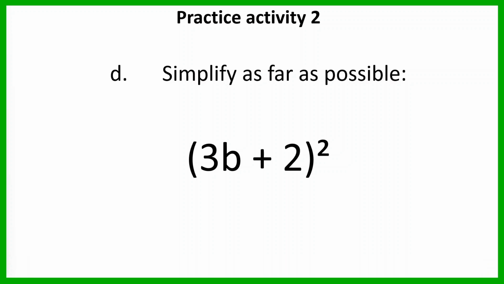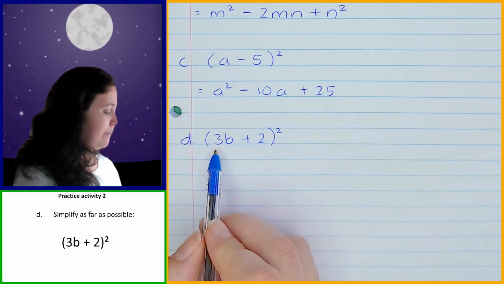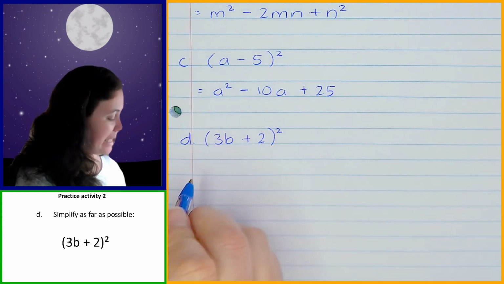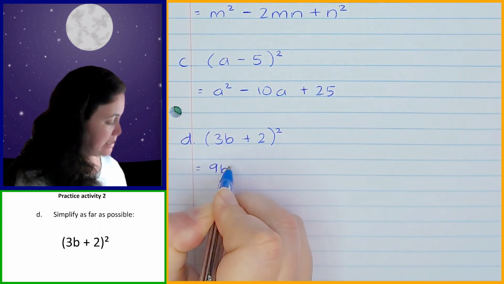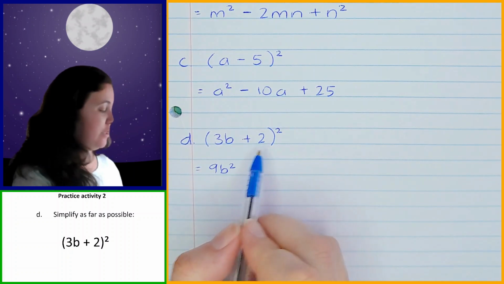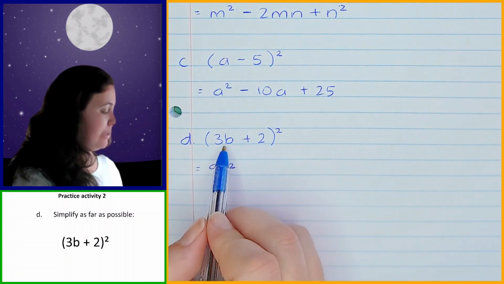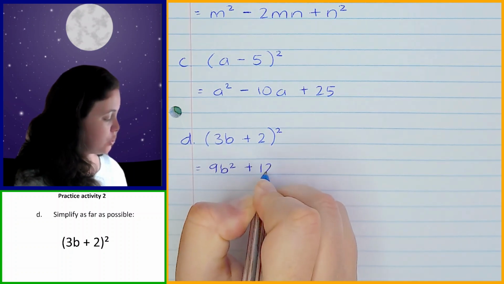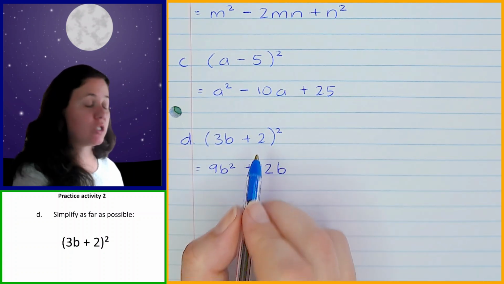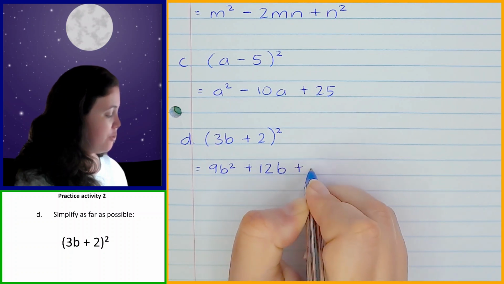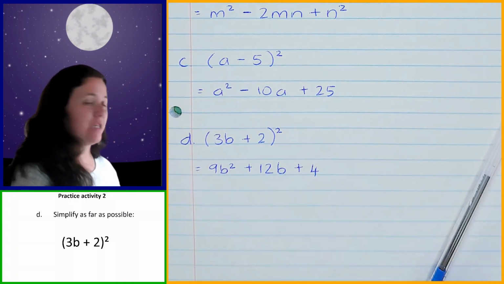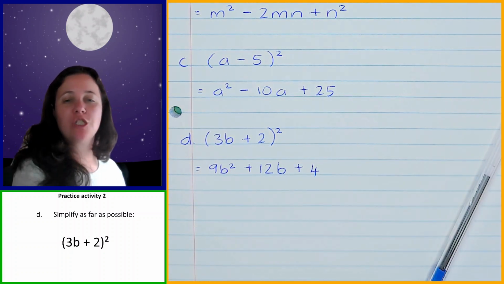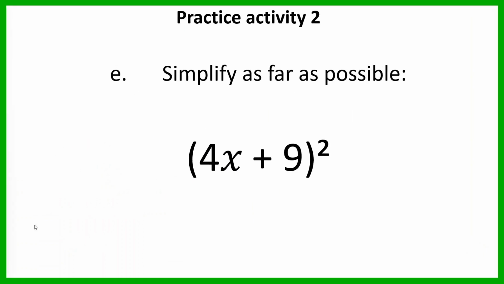Let's go through that and see what you should have got. First I'm going to square the 3b, and that gives me 9b squared. Then I multiply them together, so that's 3b times 2 is 6b, and then I double it, that gives me 12b, and it's positive, so it's plus 12b. And then I'm going to square the 2, so it's going to be plus 4. Okay, so that you should have got for question D. Now we're going to go on to question E. Here you've got 4x plus 9 in brackets squared. Let's give you 30 seconds for this one as well.